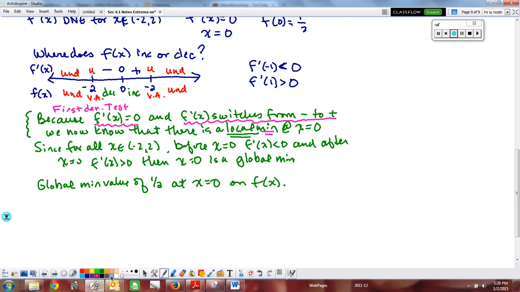And then the second part of it, to get that you have a global minimum, is what we call the modified first derivative test.